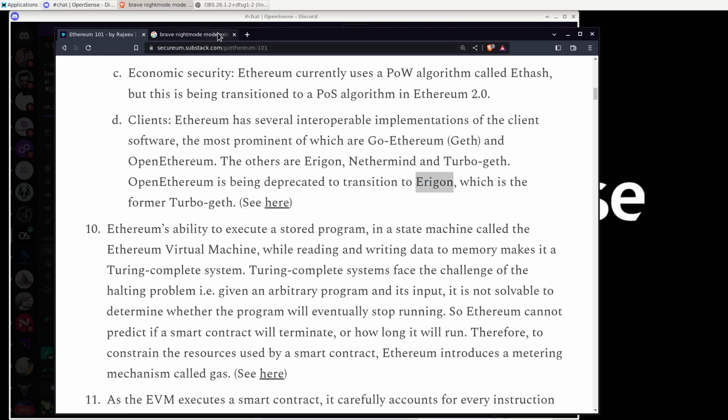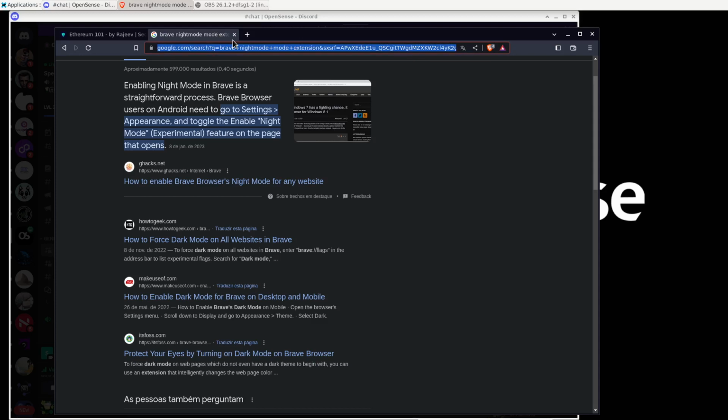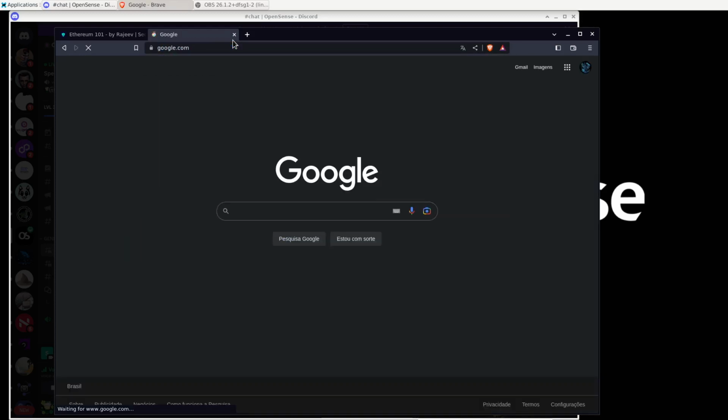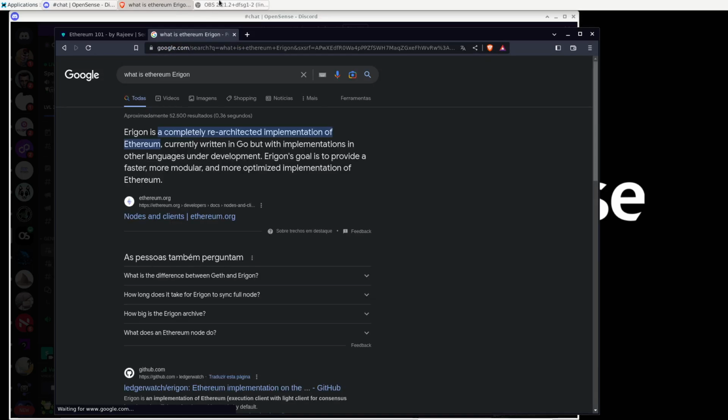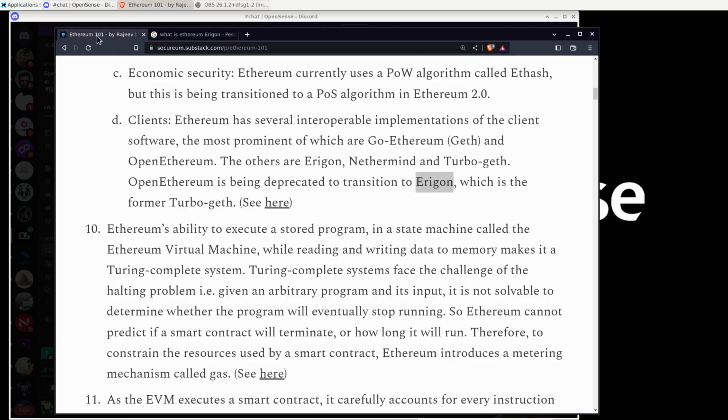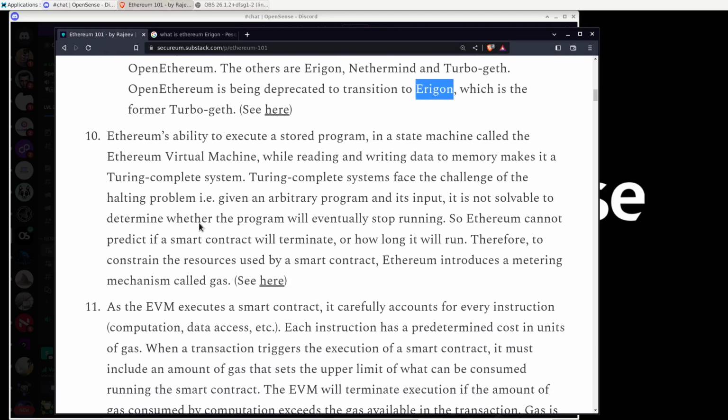No, right? Let's go to Google. What is Ethereum Erigon? Erigon is a completely re-architected implementation of Ethereum, currently written in Go, but with implementations in other languages under development. Erigon's goal is to provide a faster, more modular, and more optimized implementation of Ethereum. Okay, so now we know what Erigon is.